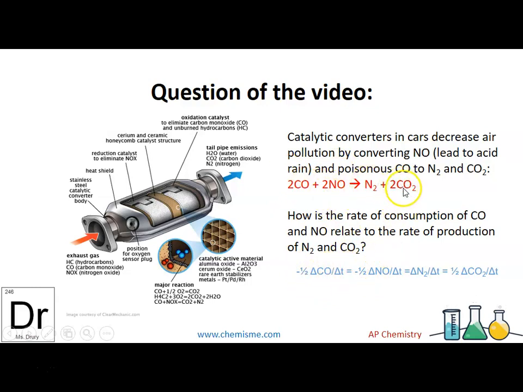The N2 and the CO2 are both being formed, so they're positive. N2 had no coefficient, so we'll leave it alone. And the CO2 had a coefficient of 2, so it's 1/2. What we're basically saying is every time a CO and an NO are used, a CO2 is formed. They're all at the same rate. Nitrogen's being formed at half of that rate. So every time CO2 is being formed, only one N2 is being formed.